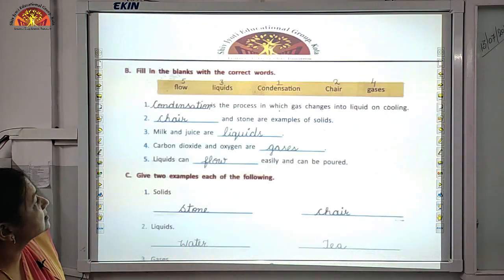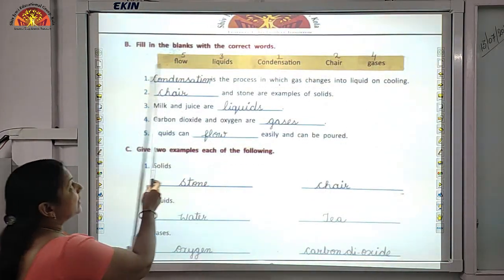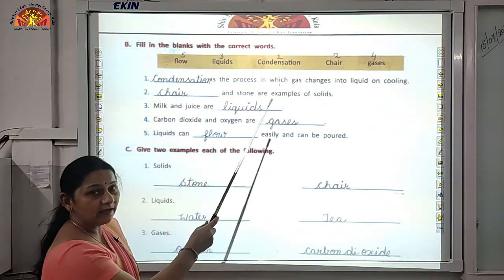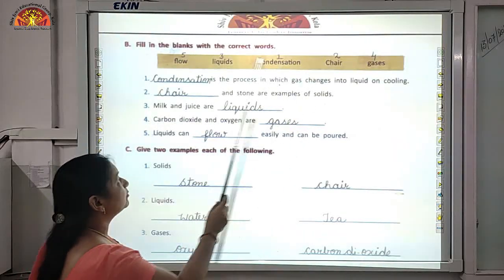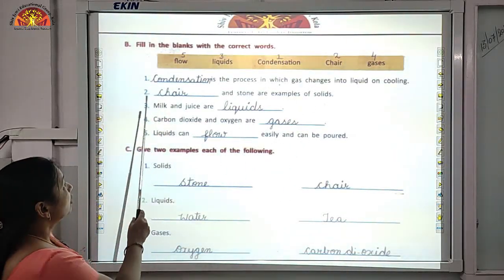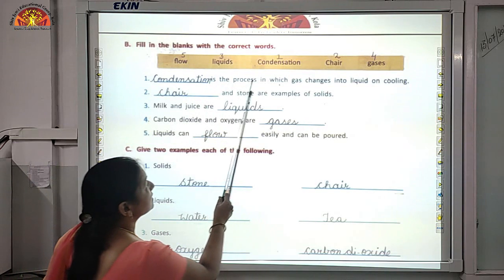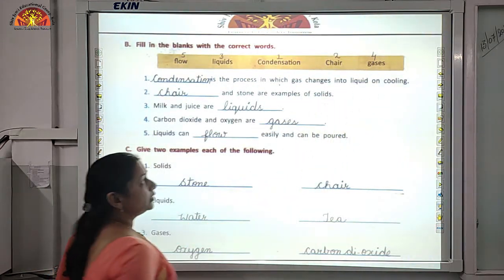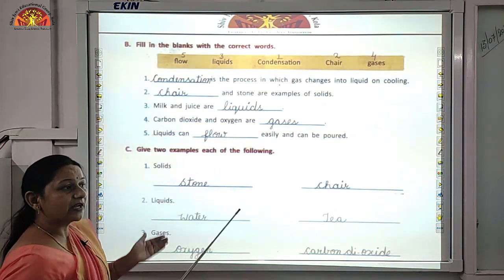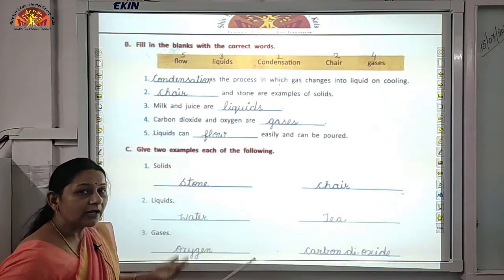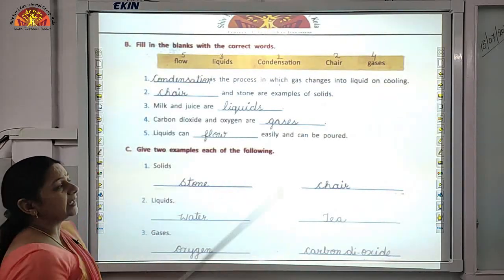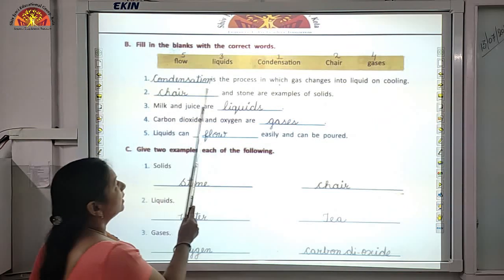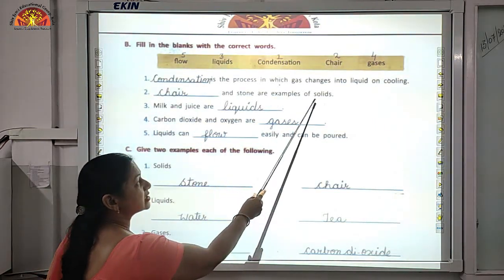Next exercise, fill in the blanks with the correct words. You are given the help box in which 5 words are there. You have to choose the correct one and put it in the space provided. First one, dash is the process in which gas changes into liquid on cooling. Yes, this is a process where gas converts into liquid state when we cool it and this process is called condensation.